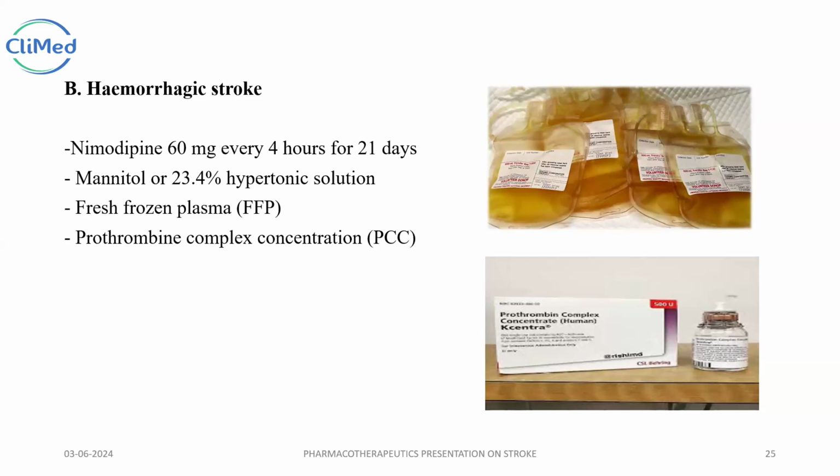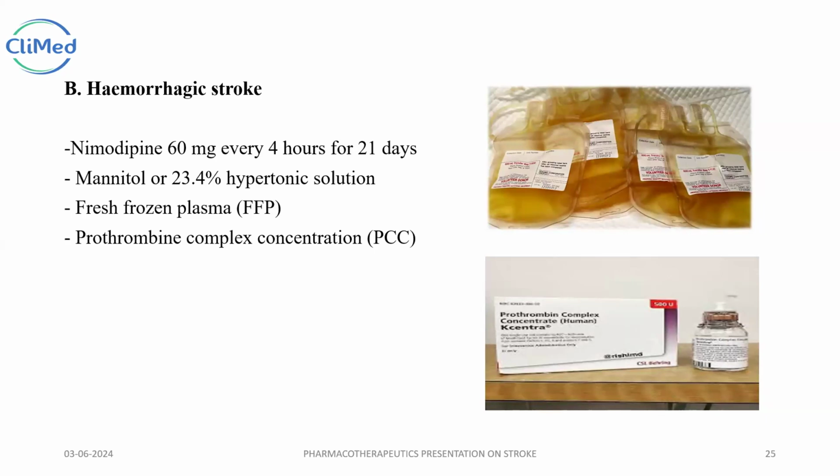And in hemorrhagic stroke, we have to aim that the systolic blood pressure of the patient should be below 140 mm Hg. And we can give nimodipine 60 mg every 4 hours for 21 days. So in hemorrhagic stroke, and in any stroke irrespective of the type, there is a buildup of intracranial pressure inside the brain. So for that reason, we can give mannitol or 23.4% hypertonic solution.